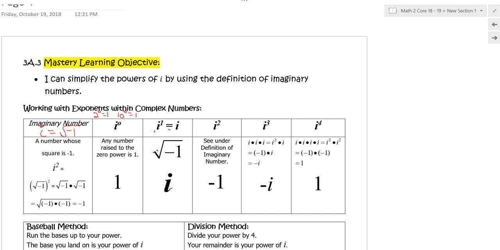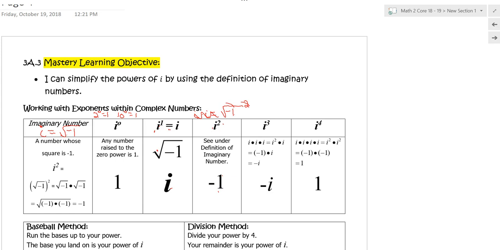So i to the first is just i. Easy peasy. i squared, well if I do i times i, or if we're doing the square root of -1 squared, the square root and the squared cancel out and I'm left with just -1. So i squared simplifies into -1.